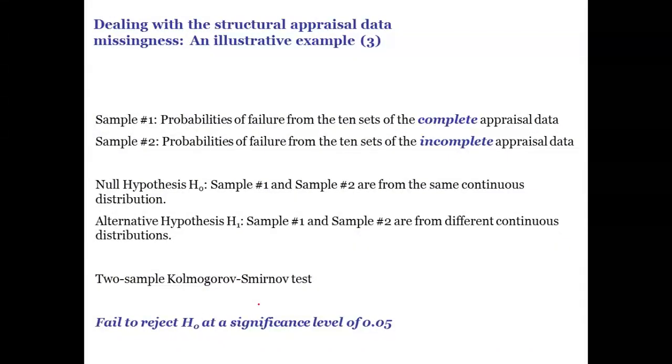In the end, we need to compare if there is any difference between the probability of failure values obtained from the complete data scenario and those obtained from the incomplete data scenario. If our proposed method works, we shouldn't expect a significant difference between these two samples. This kind of comparison can be systematically carried out based on this two-sample Kolmogorov-Smirnov test. The result is we indeed failed to reject H null at this standard significance level.